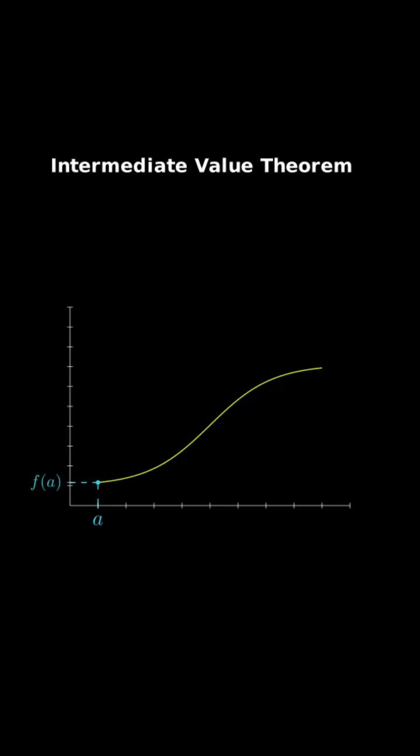Now, let's take another point, b. Its value on the curve is f of b. Notice that f of a and f of b are different. The intermediate value theorem tells us something powerful about what happens between them.